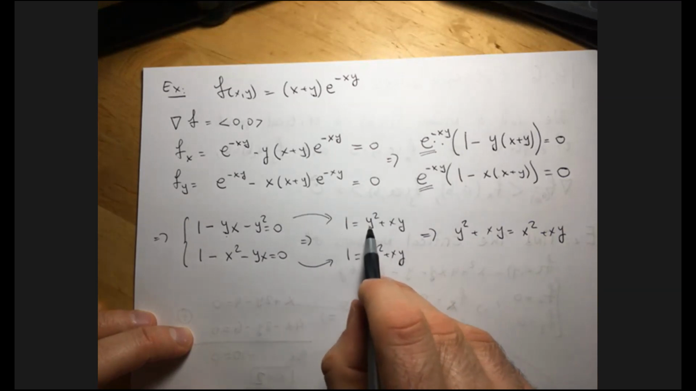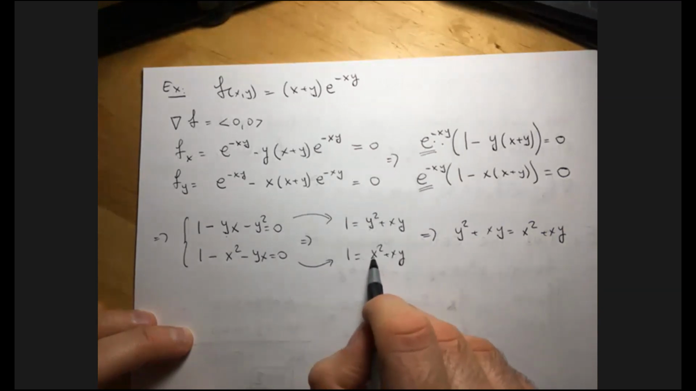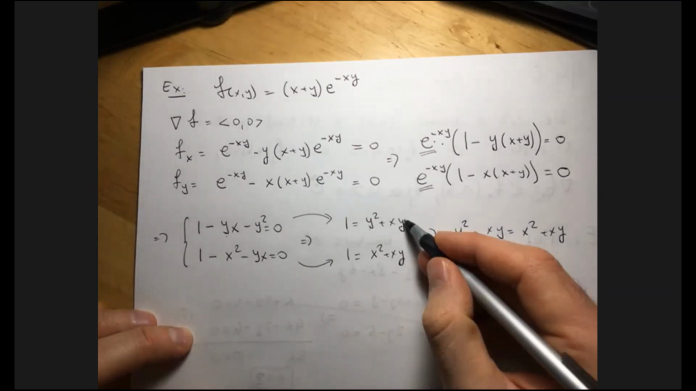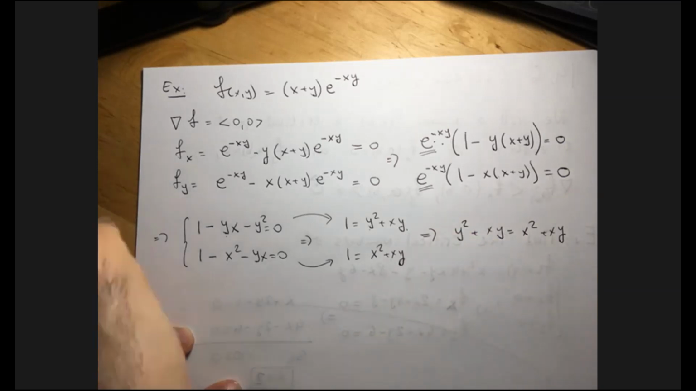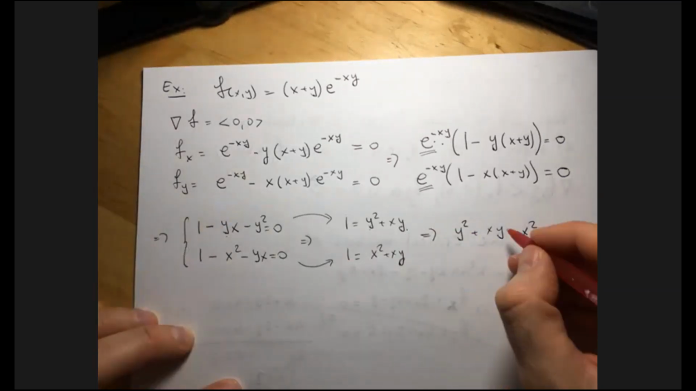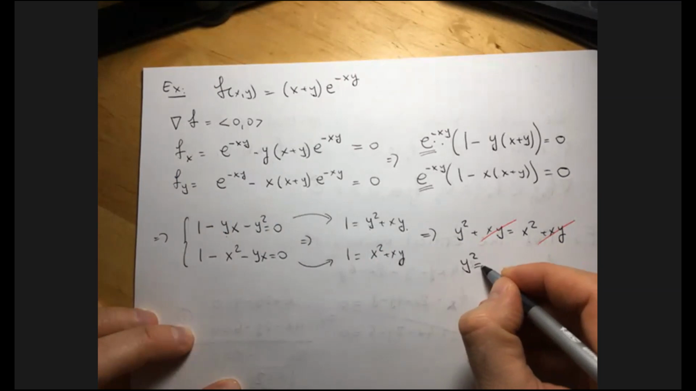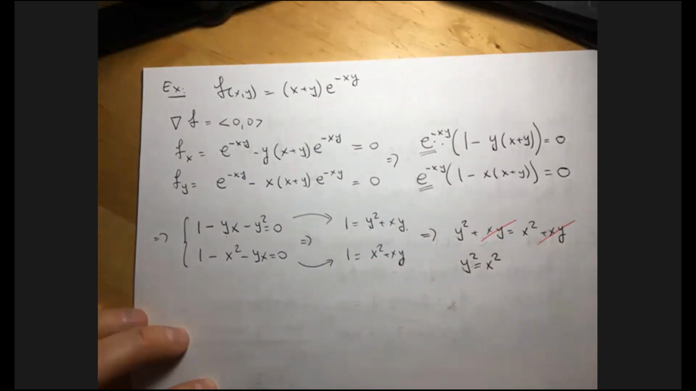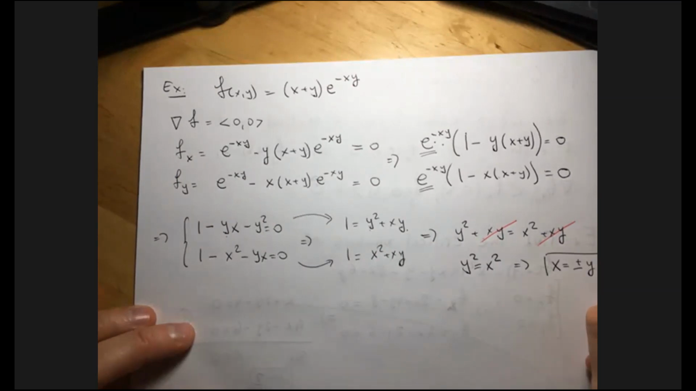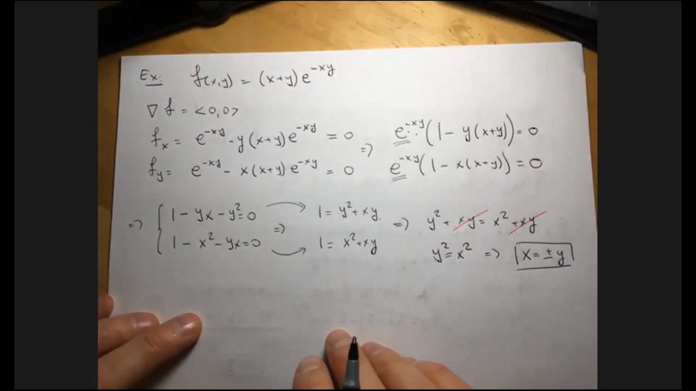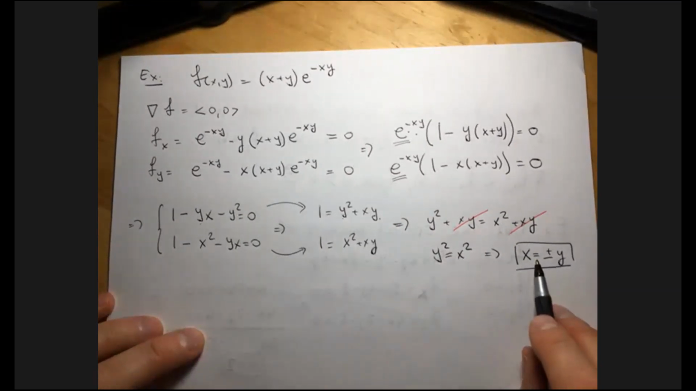Right? 1 is equal to y squared plus xy, and here 1 is equal to x squared plus xy. That means this is equal to 1 and this is equal to 1. Well, those two have to be equal. So put them equal to each other, and then I have this product is the same. So finally I get that y squared is equal to x squared. Taking square roots on both sides, I get that x is equal to plus or minus y.